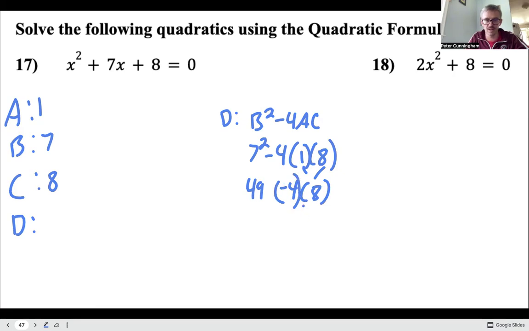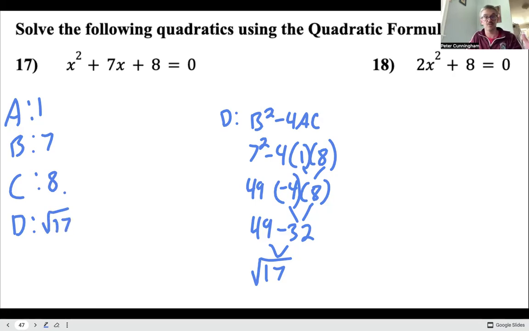I'll rewrite this again. 49 minus negative 4 times 8 is negative 32. 49 minus 32. Oh, we couldn't give you an easy one, huh? We gave you a tough one. It's 17. Here's why it's kind of tough. Because square root of 17, I don't need that big decimal number. Just leave it as a square root of 17.